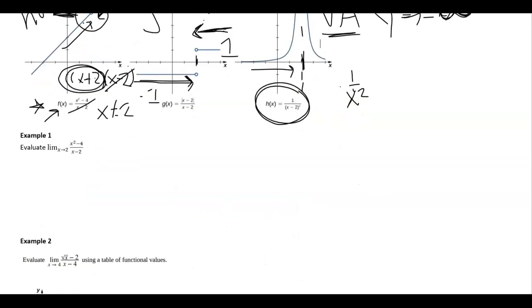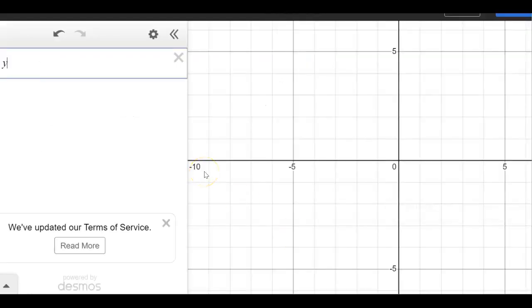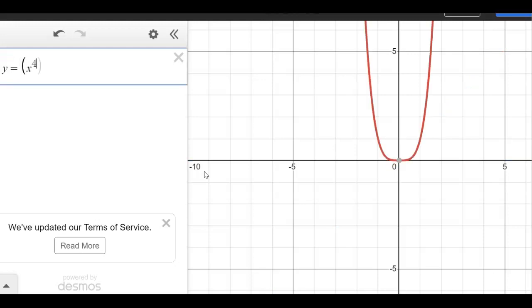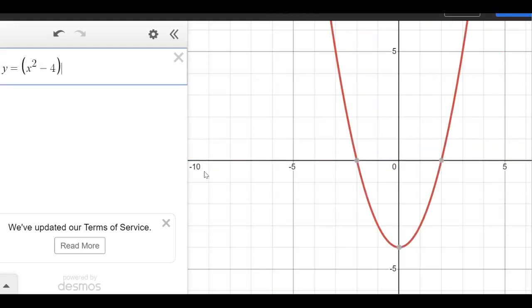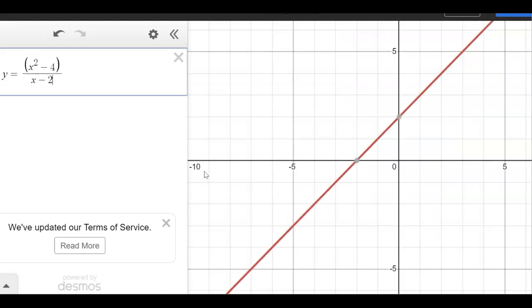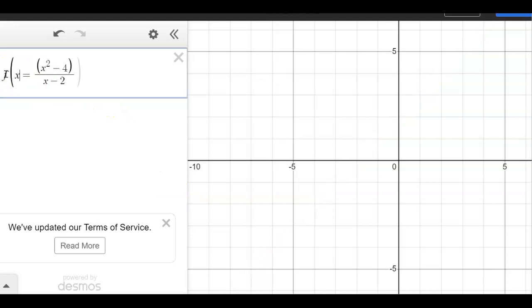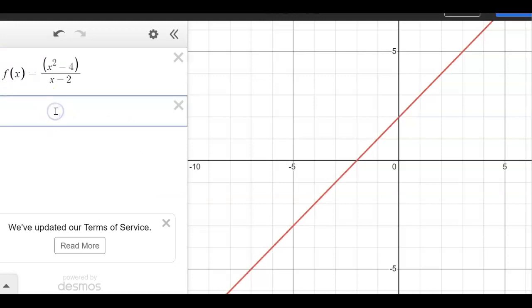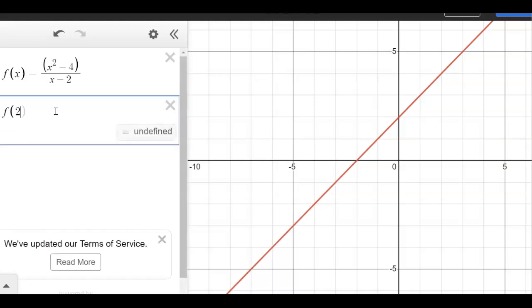All right, let's look at how to evaluate something like this first limit if I wanted to use a table of values. So I'm going to plug this into Desmos as a function, and I'm going to go ahead and call this f of x. And I want to get values ridiculously close to x equals 2. Now, if I plug in f of 2, it'll tell me undefined. It does not like that value.